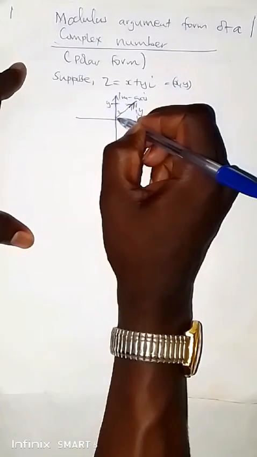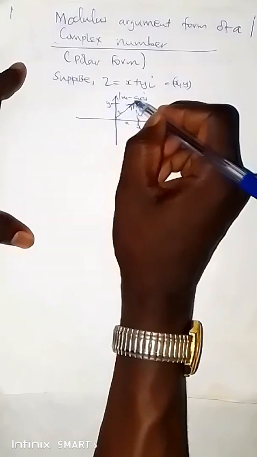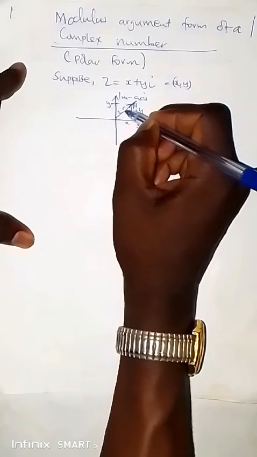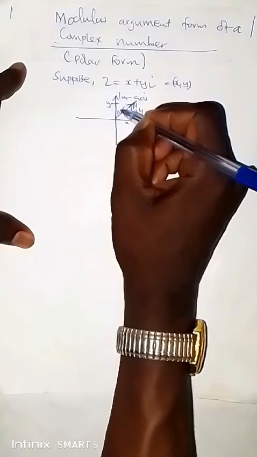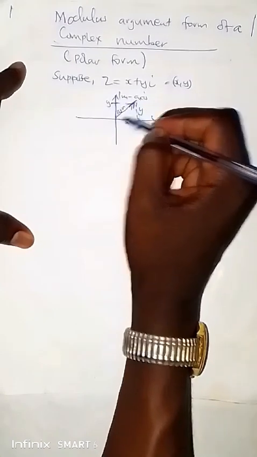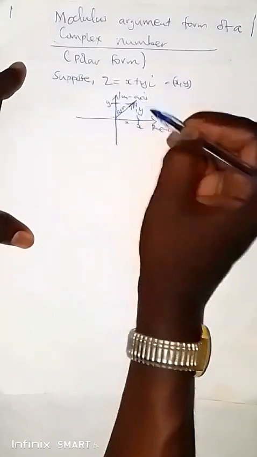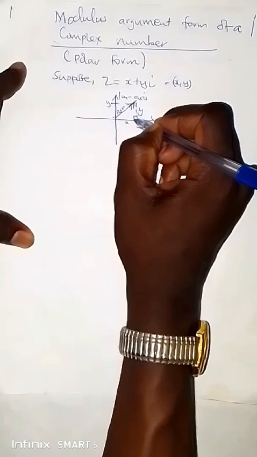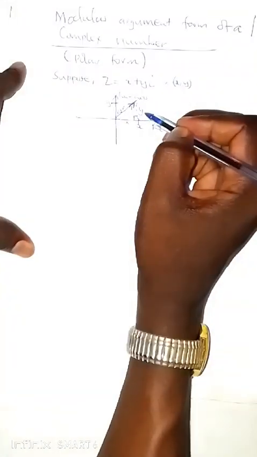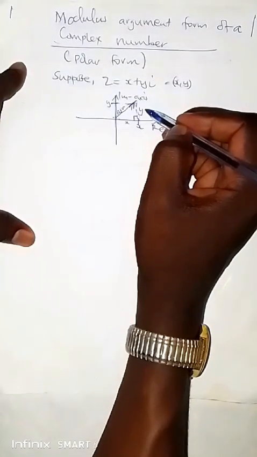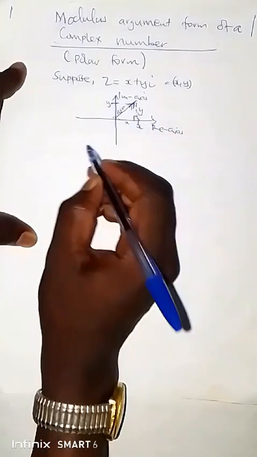So in this case, we have the distance of the complex number from the origin to the point. We call it r, the modulus, the length of this line. You see that this is a right angle, so it will always be at 90 degrees. So what do we use?